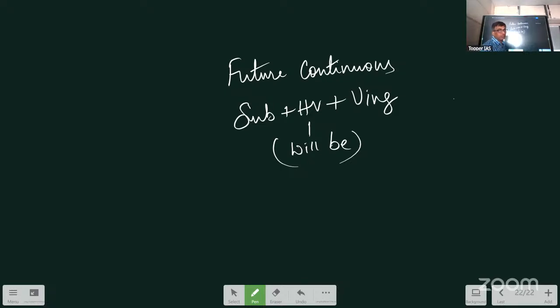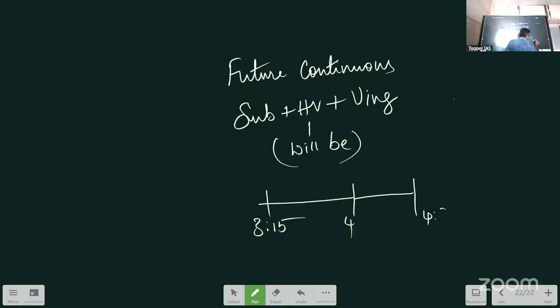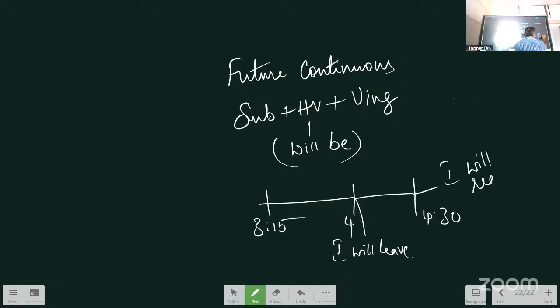Now let us understand through a timeline. Now the time is 3:15. I will leave at 4 o'clock. I will reach home at 4:30. So this is I will leave, I will reach. So past continuous was an action between two simple pasts. Future continuous is an action between two simple futures. I will leave at 4. I will reach at 4:30. I will be riding my bike.